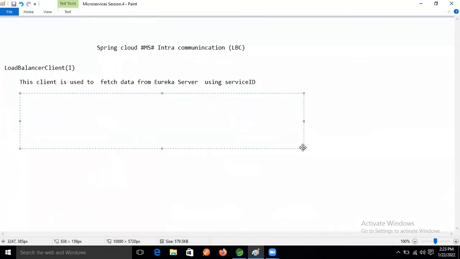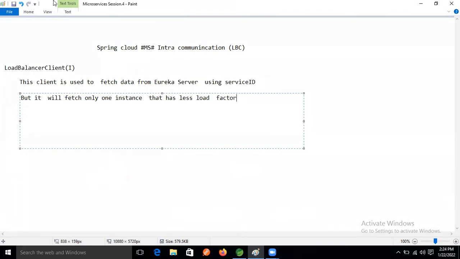The discovery client is not working on the load factor. But the load balancer client will fetch data from only one instance, the one that has less load factor. Now, the producer application has multiple instances, just assume that.